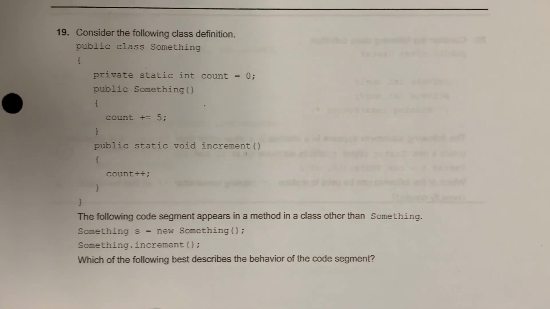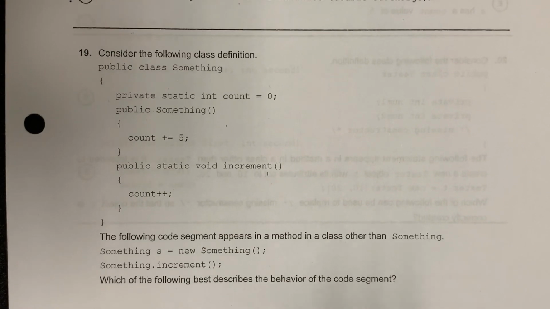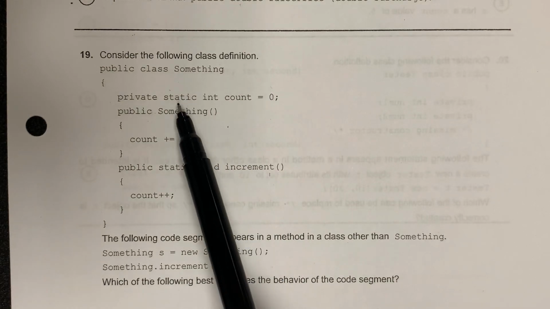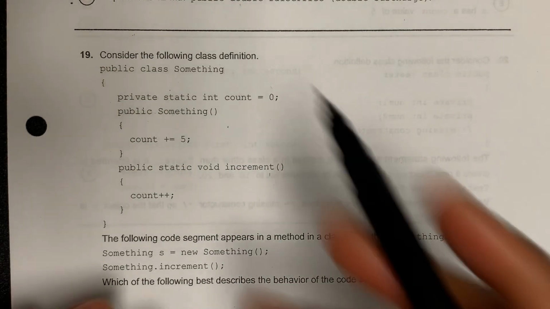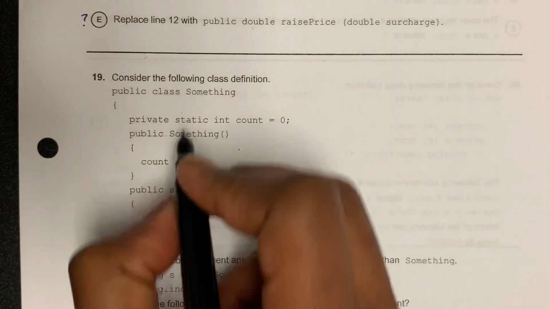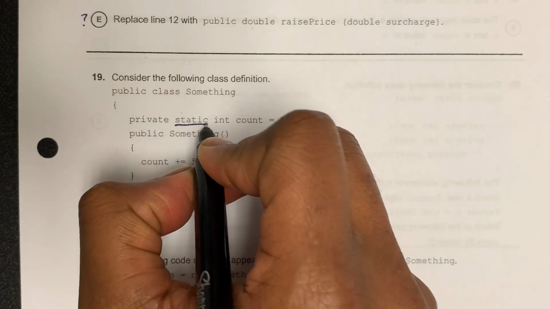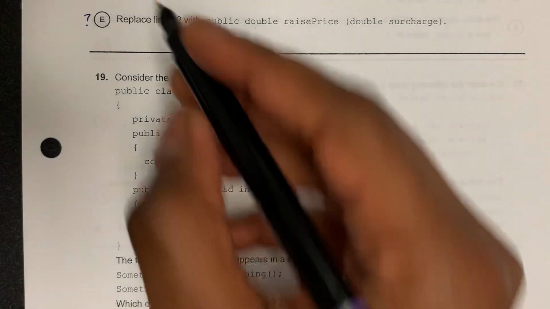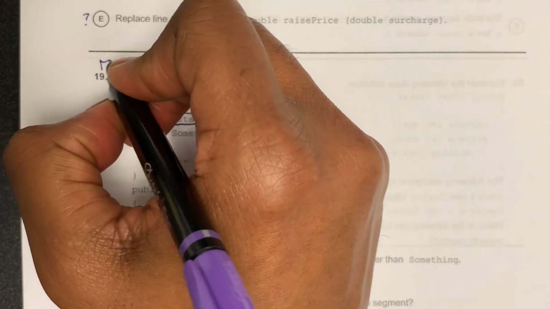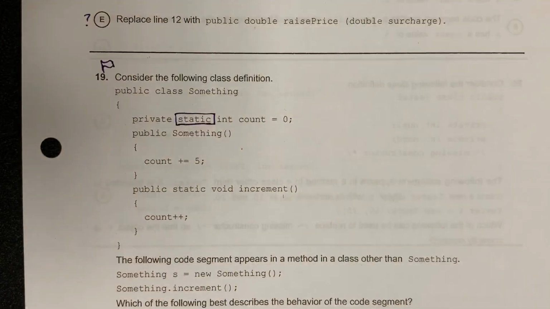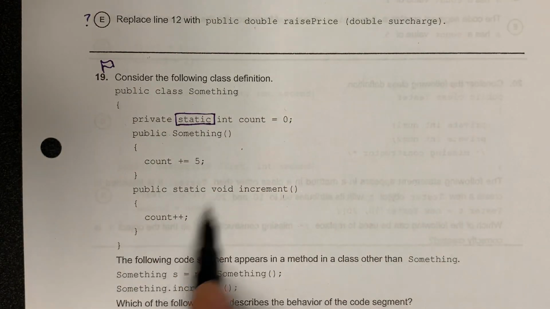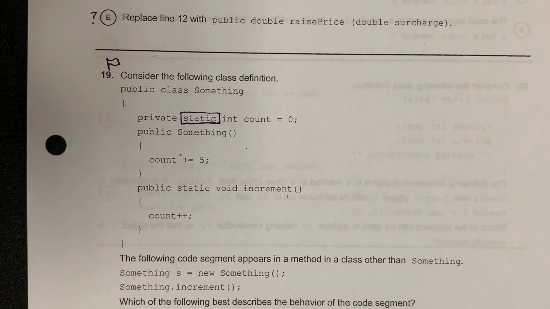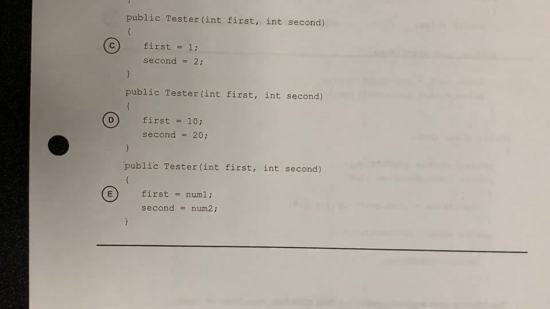For 18, for 19, we have public class Something, private static int count. 19 is one we'll talk about in class because it uses this static int. And the explanation behind this is going to be longer than I want to take up in this video. So 19, put a flag on it. Remind me about it in class. The answer is going to be 1 because this static thing won't be changed inside the constructor. But we'll talk more about that in class.